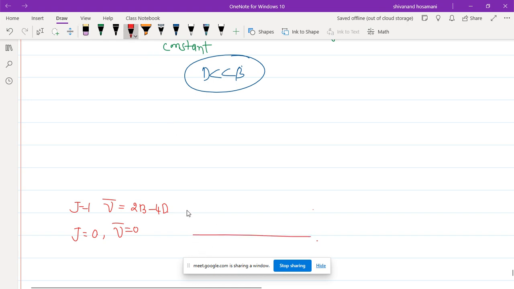Here 1 and here 1. Okay. Next, if I take J equal to 2 to 1, then what is the nu bar? Nu bar becomes 6B minus 36D.